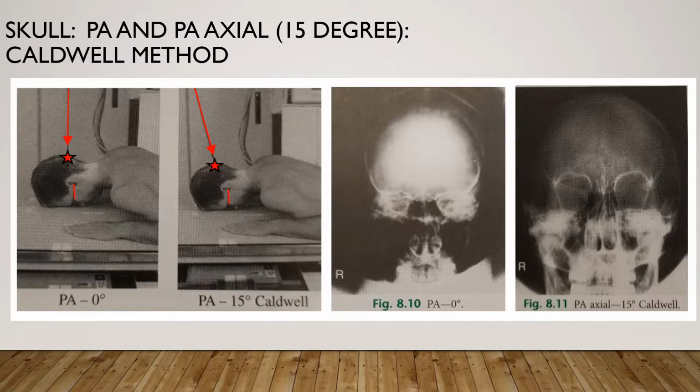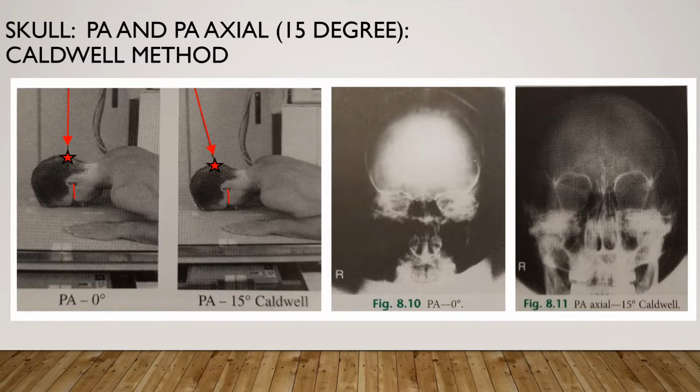If we're going to do this, then we're going to direct the central ray caudad. Caudad and caudal are the same term. That would mean that the x-ray tube is going to be pointed down toward the patient's feet. With that central ray coming in, I want to make sure that I'm directing that 15-degree caudal angle to the orbital meatal line, and it is also coming out the nasion.